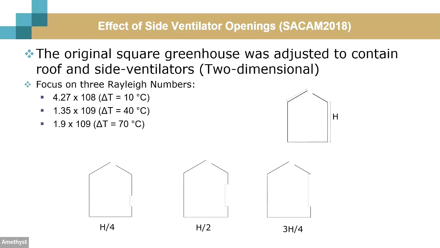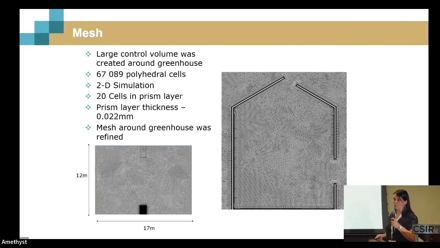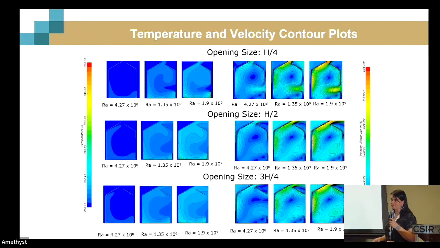The reason for that is that experimental studies have shown that it's better to have a combination of both roof and side ventilators to ventilate a greenhouse using natural ventilation. So once again, we focused only on 3 Rayleigh numbers. We created a large mesh once again around the greenhouse, and the mesh around the greenhouse itself was refined. And this was just a 2-dimensional simulation. So we had about 67 polyhedral cells.